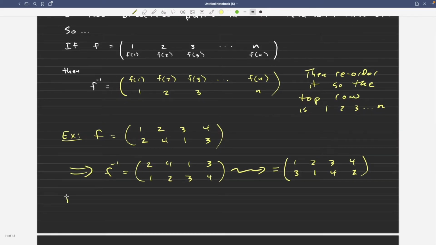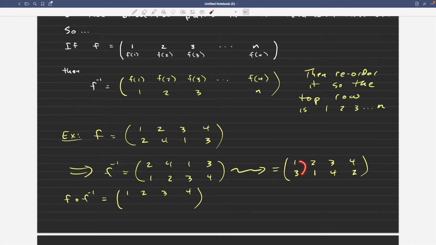Now check it out. What do we expect to see when we do f composed with f inverse? What we expect to get is an identity function. We get a function that doesn't really do anything because they sort of cancel each other. If you track what f composed with f inverse does, in this order, that means first do f inverse.